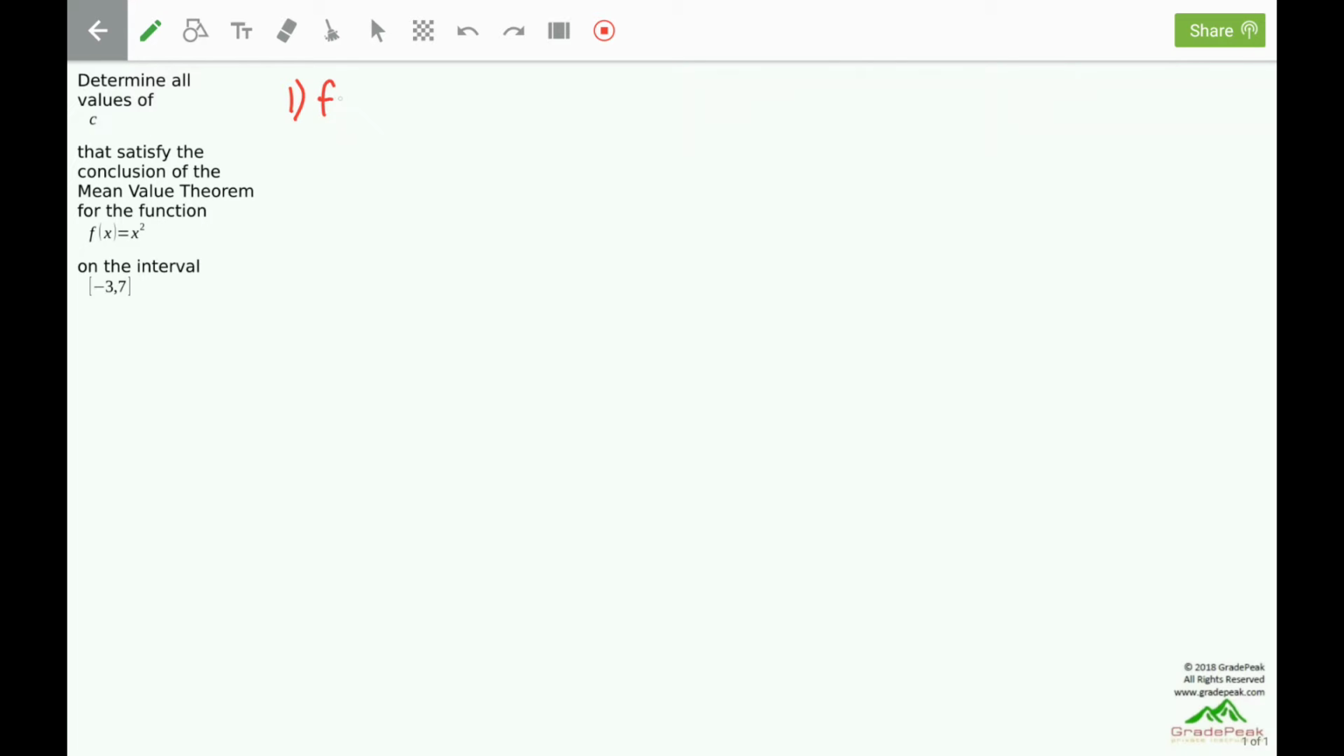The first condition: the function f of x equals x squared has to be continuous on the closed interval given. X squared is a polynomial, and a polynomial is continuous on any interval, and therefore it'll be continuous on the given closed interval, -3 to 7. A closed interval includes both ends, therefore square brackets on both ends. So condition 1 holds.